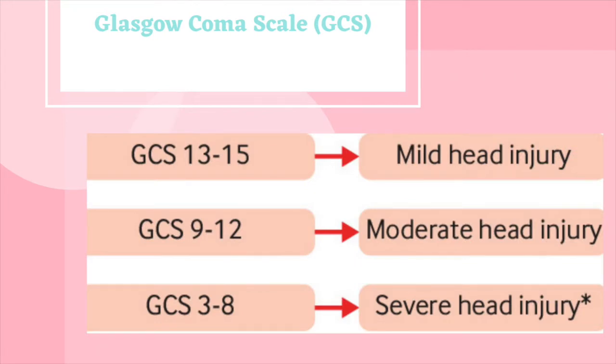And of course, every brain injury is different, but generally, brain injury is classified as GCS 13 to 15 is mild head injury, GCS 9 to 12 is moderate head injury, while GCS 3 to 8 is severe head injury.